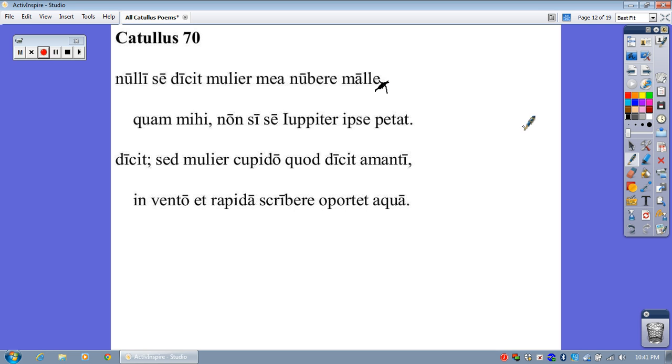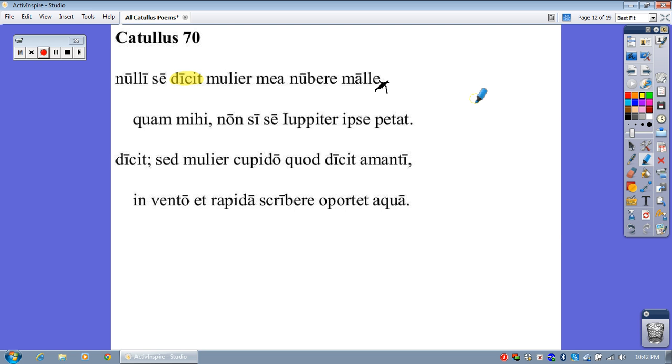Well, interestingly enough, the main verb, you probably see right off the bat. It's dicit. Now, what does dicit mean? Of course, that means to say. And what does that oftentimes set up? Indirect statement. By the way, let me back up. This is Catullus poem number 70. It's found on page 220 of your book. So probably setting up indirect statement.